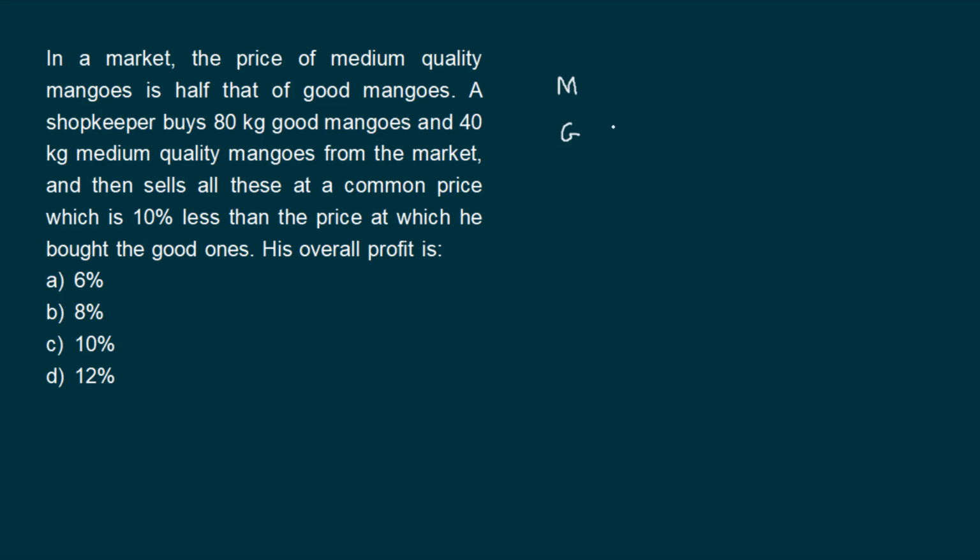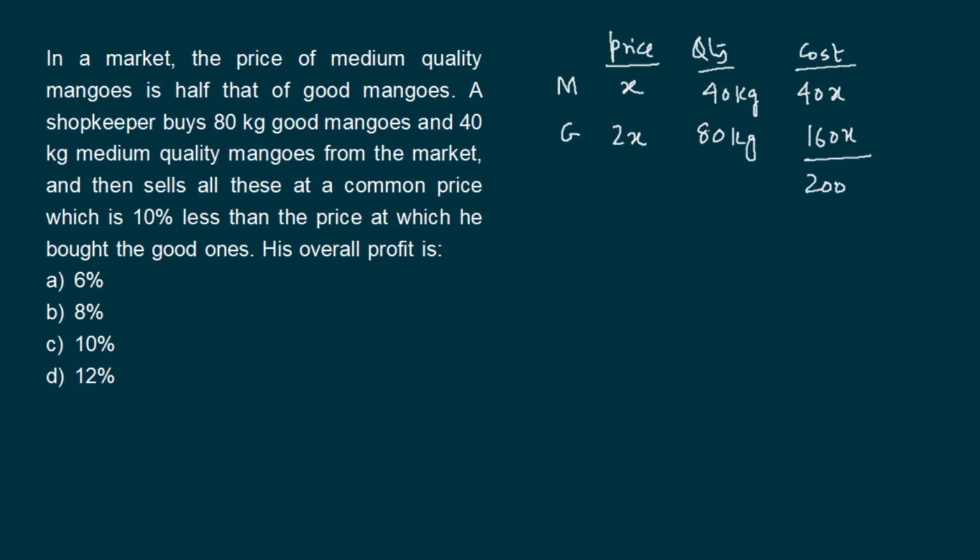In a market, the price of medium quantity mangoes is half that of good quantity mangoes. So if price of good quantity mangoes is 2x, we're talking about price, then price of medium quantity mangoes is x. A shopkeeper buys 80 kg of good mangoes and 40 kg of medium mangoes. So how much has he paid? 40x for medium and 160x for good mangoes. Total investment 200x in rupees.